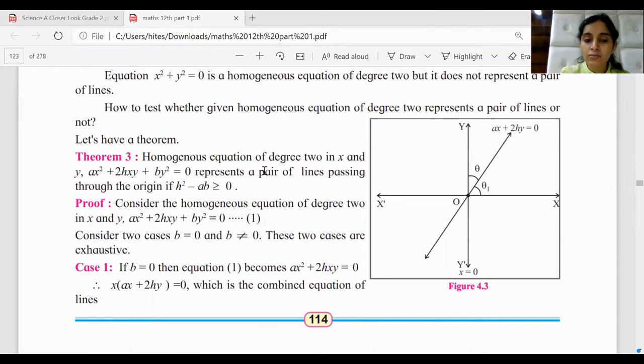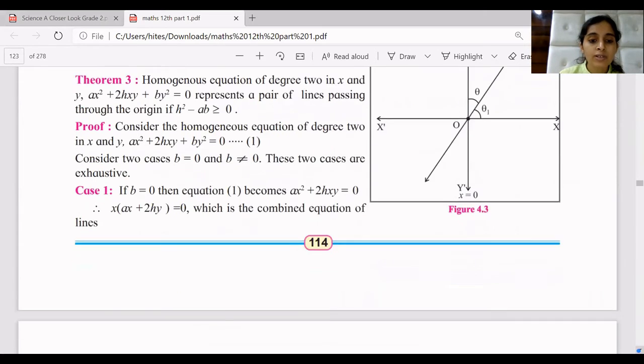The third theorem says that a homogeneous equation of degree 2 in x and y, ax² + 2hxy + by² = 0, represents a pair of lines passing through the origin only if h² − ab is greater than or equal to 0. Now, the proof has two cases over here.